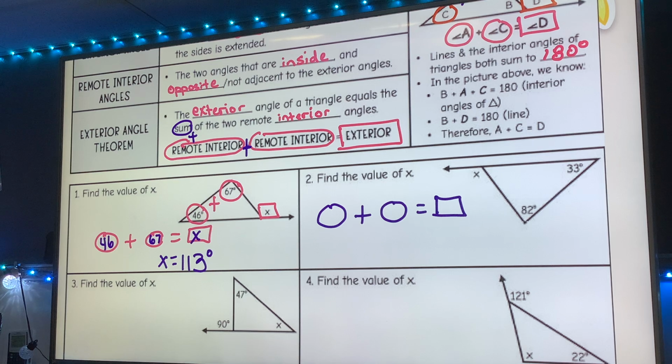So we know we're going to have circle plus circle equals your square. We are going to cover our exterior angle, or you can go ahead and box it because you know it's outside of the triangle. And we are going to circle the angles that are opposite of that exterior angle. So in other words, it cannot be right beside it. So I'm going to put my numbers in my circles, which are 33 plus 82 equals x. So in your calculator, do 33 plus 82, and you get 115.